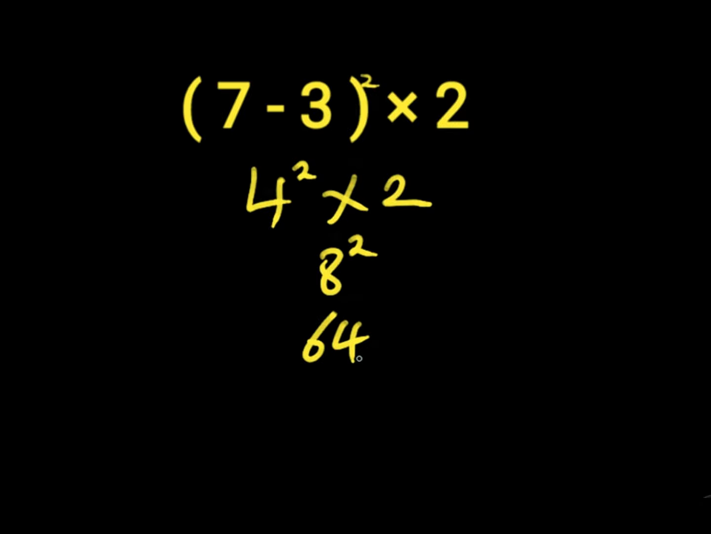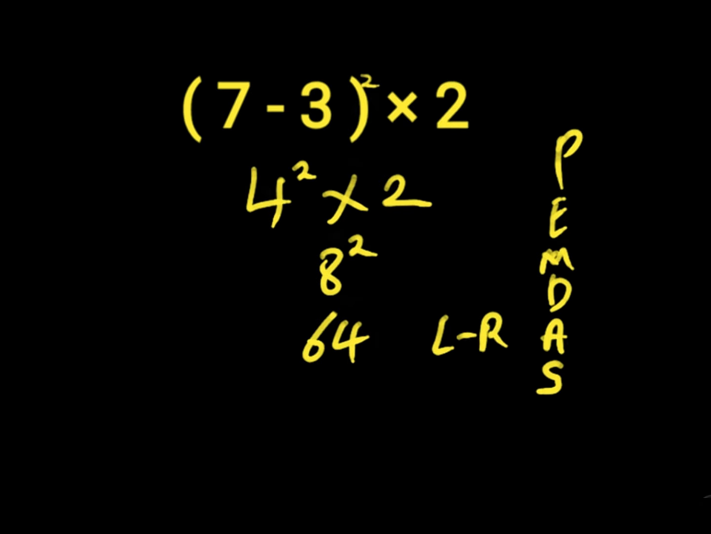So 64 is the wrong answer to this expression because we did not follow the order of operations, which is PEMDAS. In PEMDAS, we have parentheses, exponents, multiplication, division, addition, and subtraction. Multiplication and division have equal priorities, as do addition and subtraction, working from your left to your right.